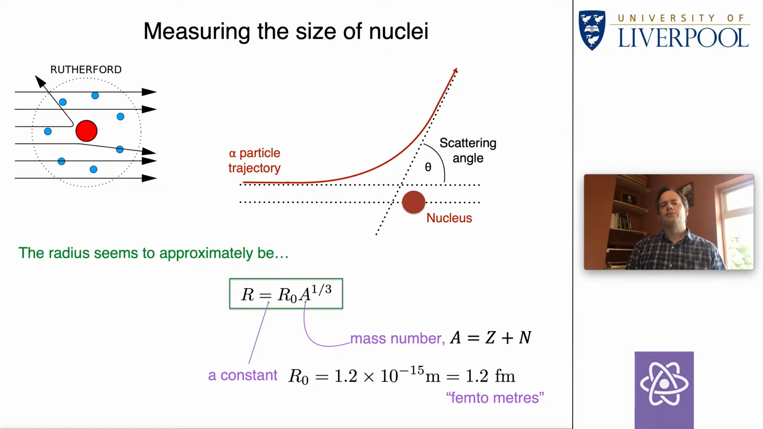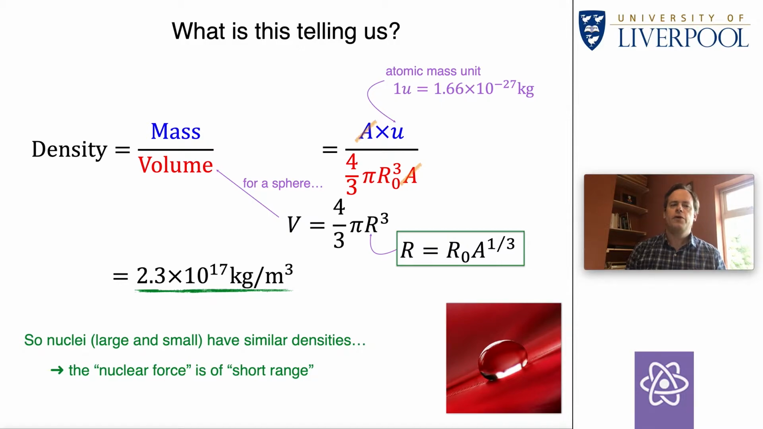These scattering experiments, using alpha particles, or better still, electrons, give us our first indication of the size of a nucleus. After studying many nuclei, the radius seemed to approximately be given by the formula shown. So it increases with the total number of nucleons to the power of a third. Now, before we go any further, what does this tell us about the nuclear matter already?